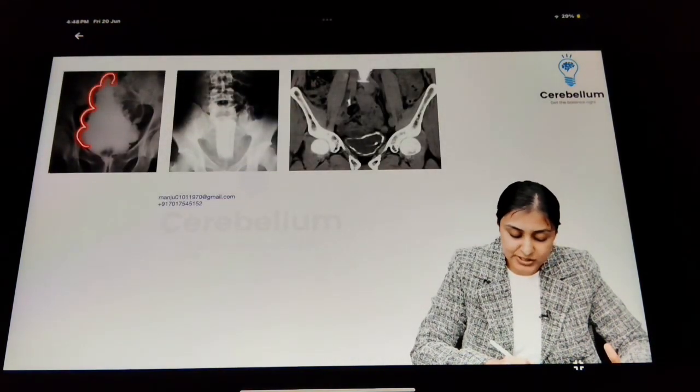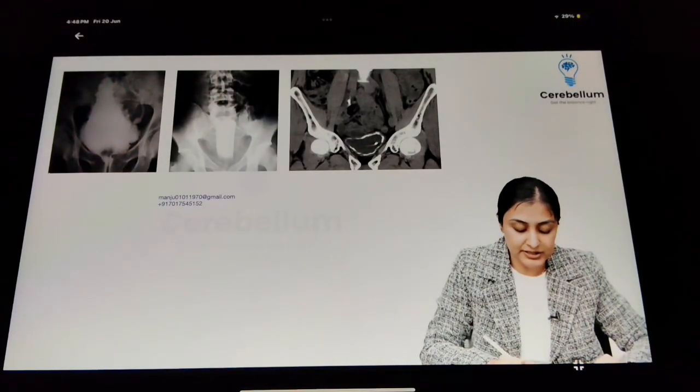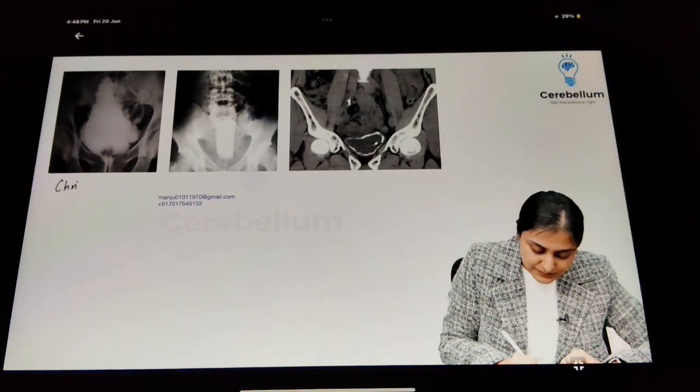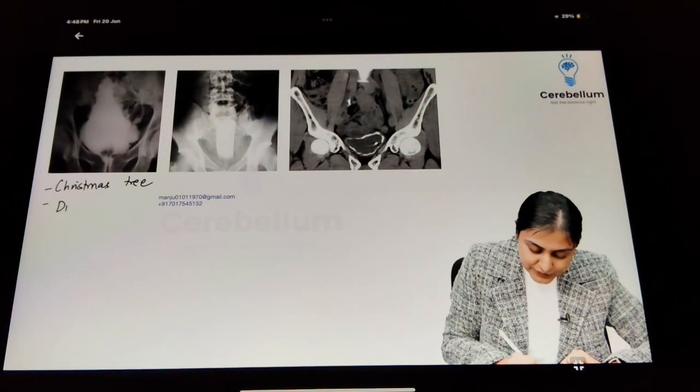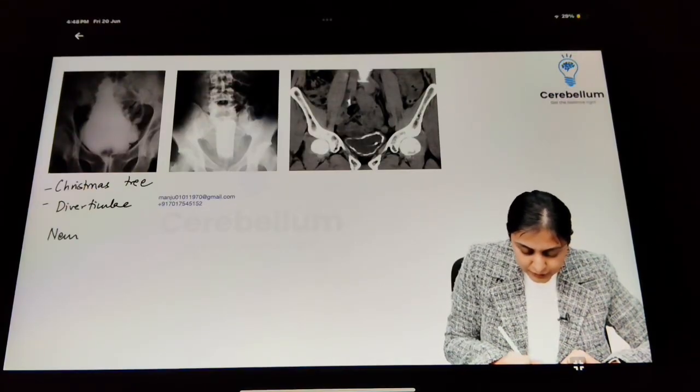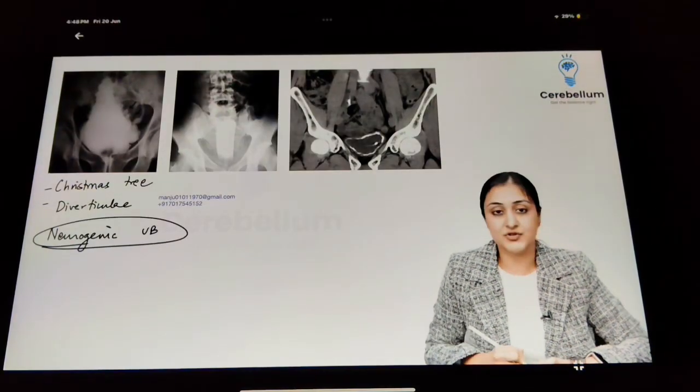What is this? You all know it looks like a Christmas tree. The bladder is vertically oriented with these multiple diverticulae. So Christmas tree bladder with multiple diverticulae around it. What is this? This is our neurogenic bladder. So this is neurogenic bladder, Christmas tree with diverticulae.